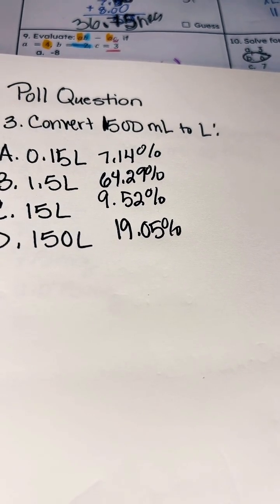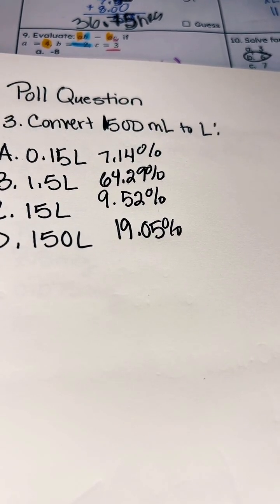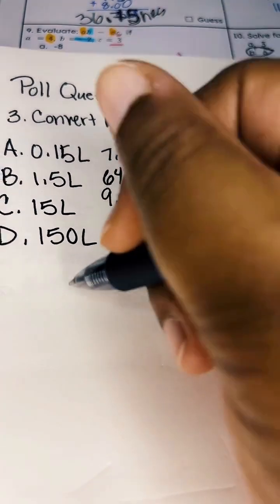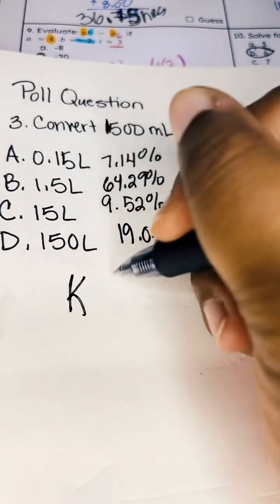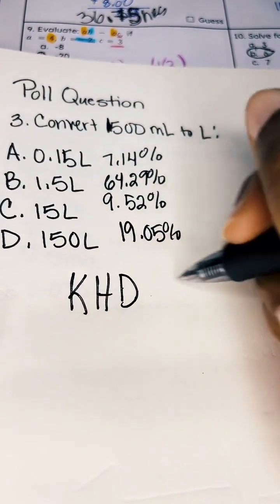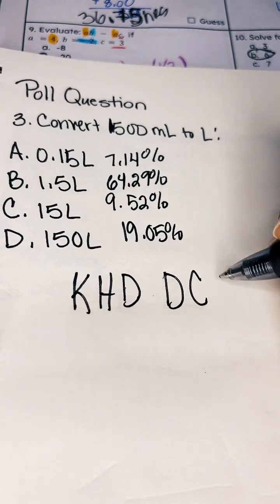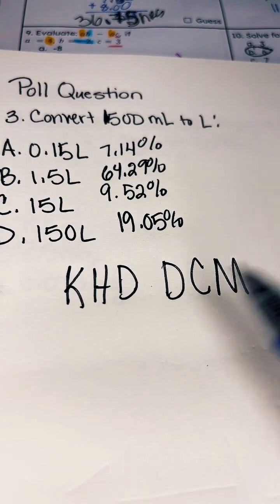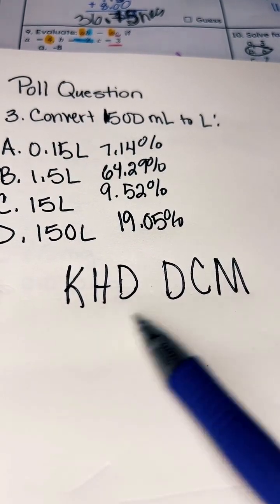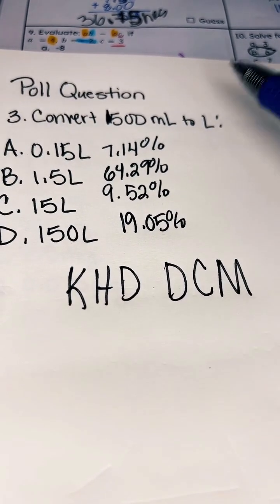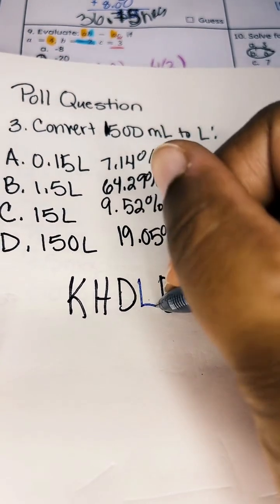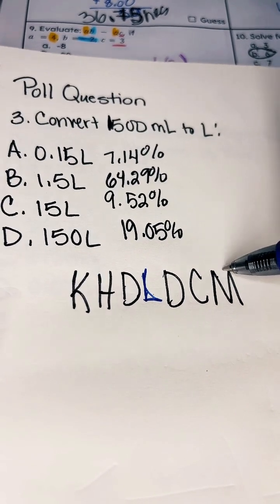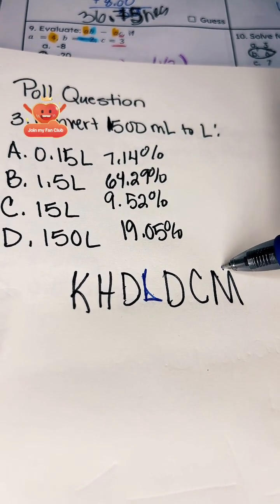Great. Okay, so now let's see what we're working with. You know, I'm always gonna do my little saying. King Henry died drinking chocolate milk. Now, where do we go here? Well, we have liters in the middle. So that's the unit that we're looking at. We're starting with milliliters. So we go over here.